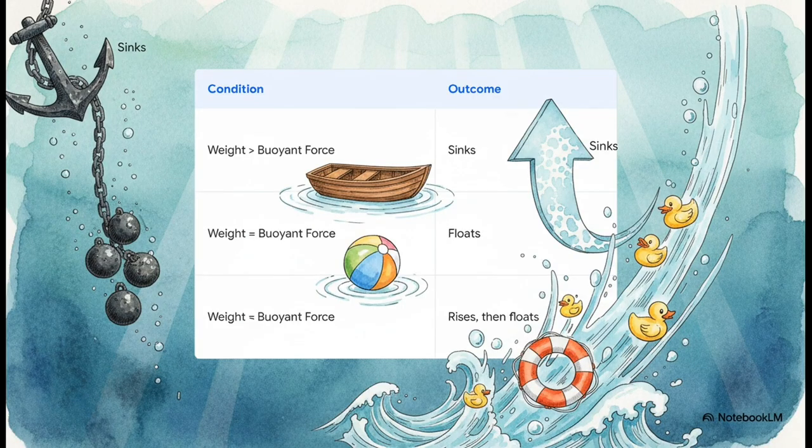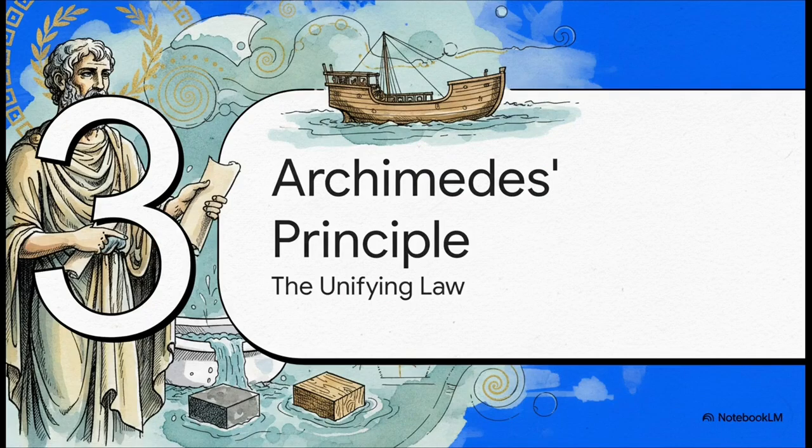And this brings us to this incredible battle of forces. It's really that simple. If the object's weight pulling down is stronger than the buoyant force pushing up, it sinks. If the two forces are perfectly balanced, it floats. And get this, if the buoyant force is actually stronger than the weight, the object will rise up until it floats. Now, this whole idea of a battle between weight and buoyancy wasn't just some random guess.